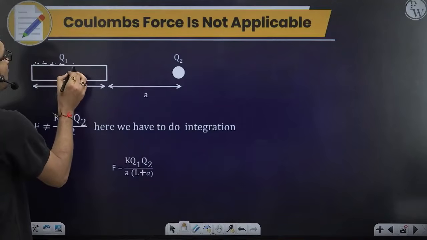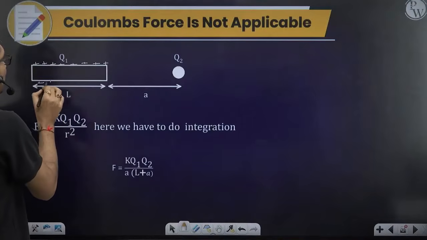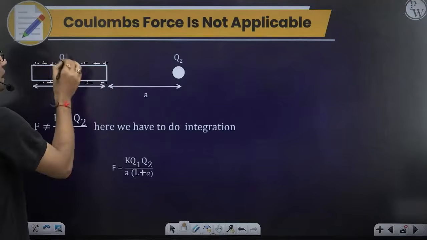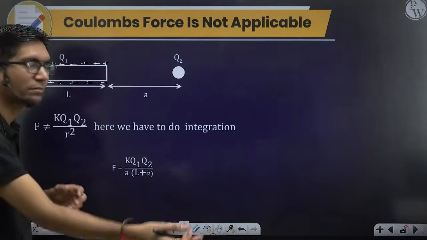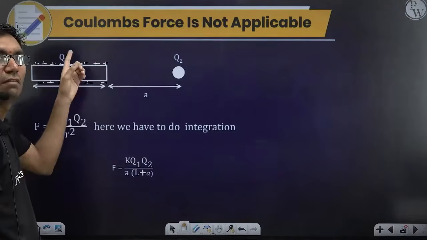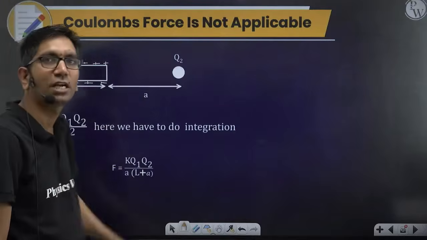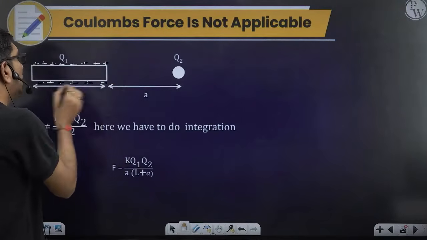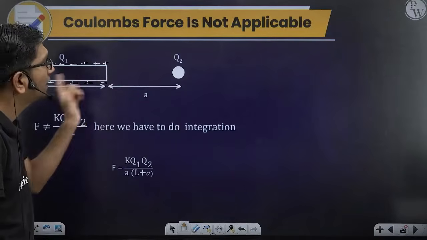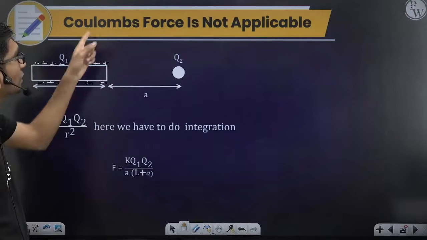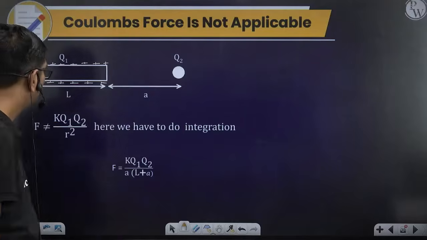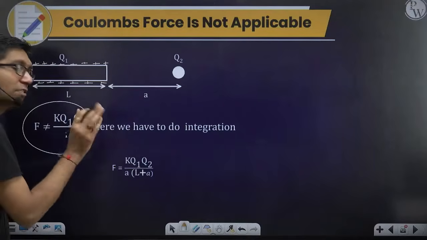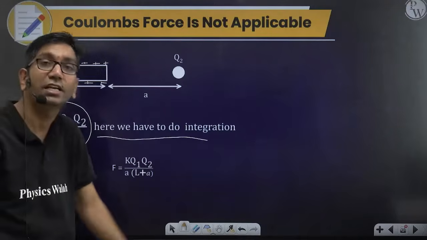So this is a charged body I am taking. The charge on this one is Q1. A rod having a length L, having a charge Q1, and a point charge Q2. From here to here the distance is A, and the length of this one is L. What is the force between these two? Coulomb's force is not applicable here. Direct formula is not applicable here, so we have to do the integration.